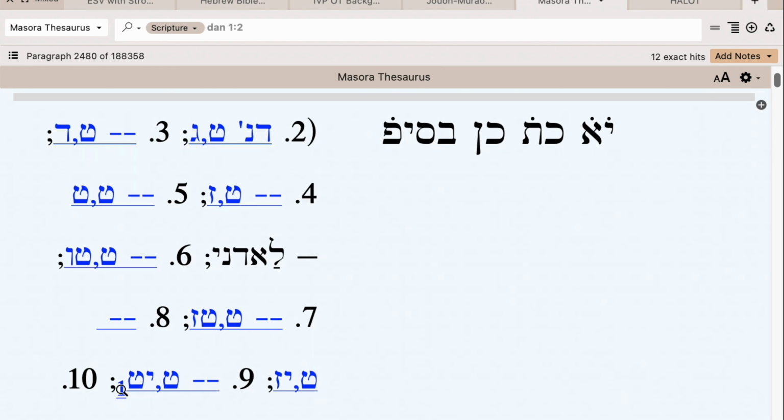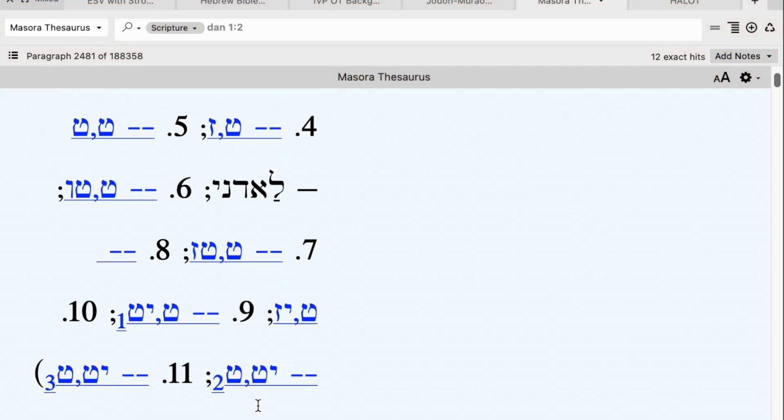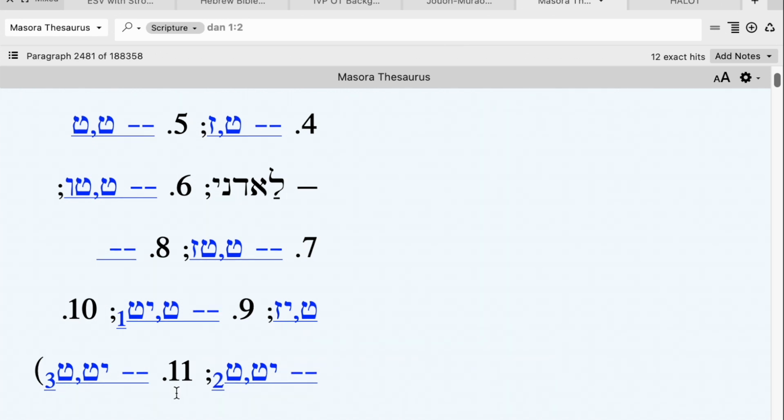So you will see if you go to Daniel 9:19 that there is more than one instance there. So this is the first instance, and then this is a typo here. This should be 9:19, not 19:9. So that's a typo. And then this should be 9:19 third occurrence. And that adds up to 11.